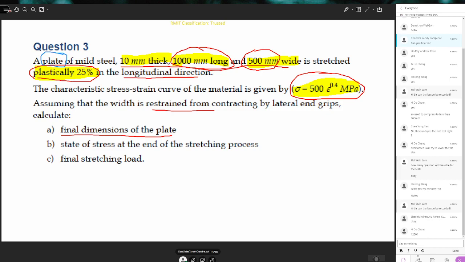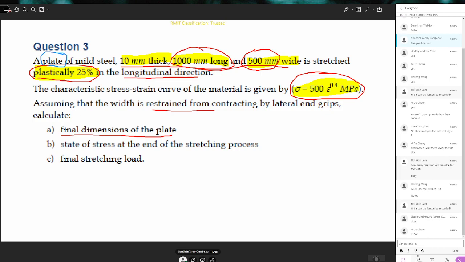Okay. Then the initial thickness is given as, so you can just write thickness 10 mm. Okay, so this is all the given data. So you're asked to find out the final dimensions. So what are the final dimensions?